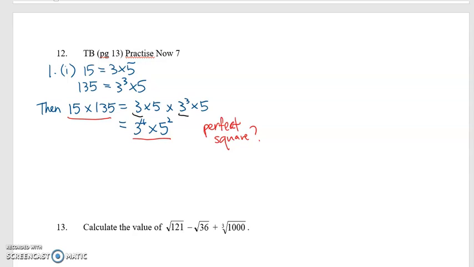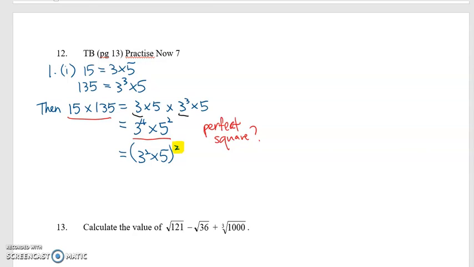Okay, so for this, there's a few ways for you to explain. I can actually write this as 3 square times 5 and square it. So now what I'm doing is I'm extracting a square out. I'm extracting this square out from 5 square and 3 power 4. So the remainder is 2 of it and 1 of it, to show that this is a perfect square.